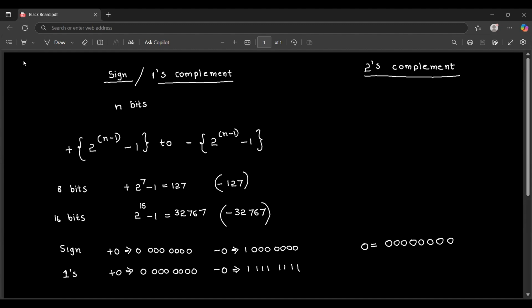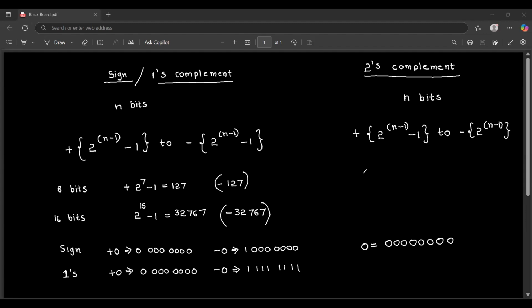So, what is the range for two's complement? If you have n number of bits, definitely the positive side doesn't change, because it is 2 to the power n minus 1, minus 1. So it is the same. For the positive number, it will be 2 to the power n minus 1, minus 1. But for negative numbers, you can actually have 2 to the power n minus 1.